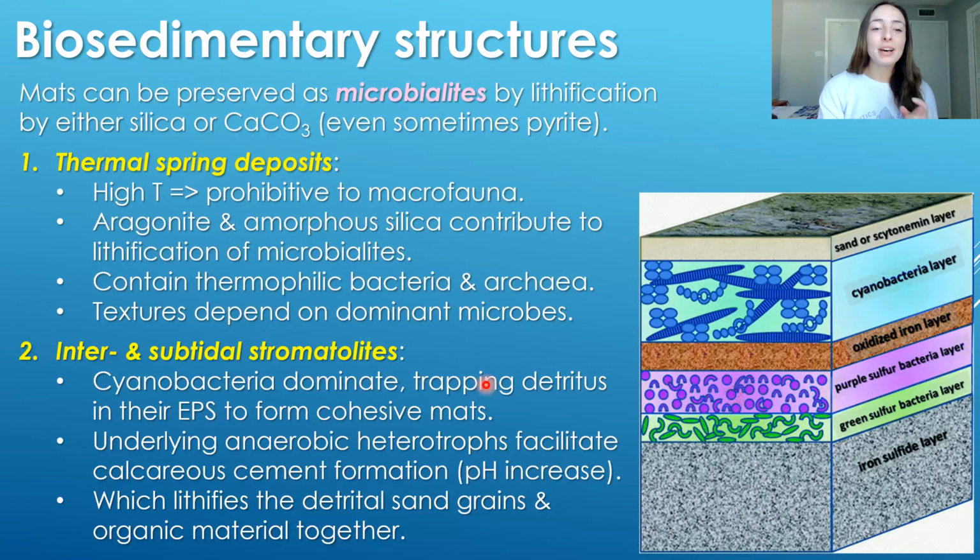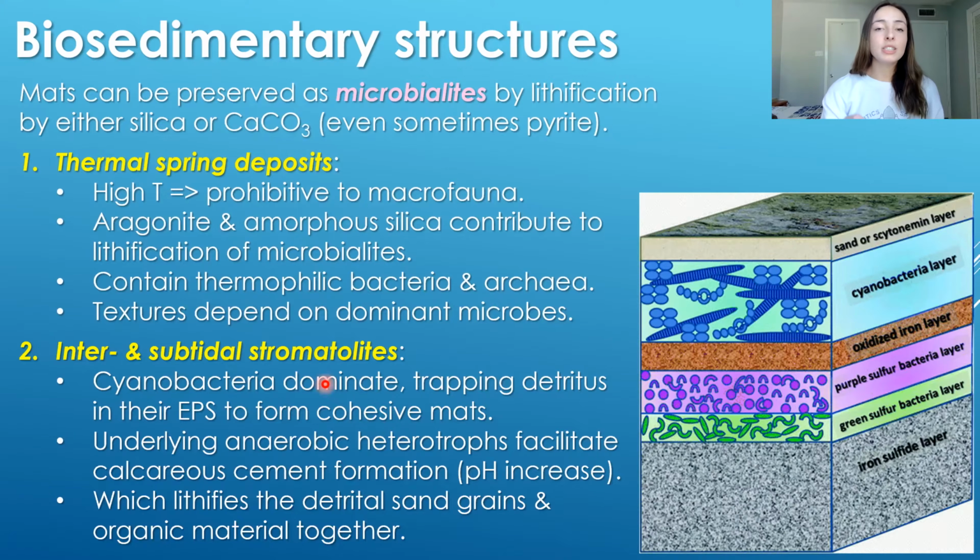The second major type of microbialite depositional environment is the inter and subtidal environment, which promote stromatolite deposition, in which cyanobacteria dominate, trapping detritus in their EPS to form cohesive mats. And these types of mats are typically calcified, meaning they're held together by calcareous or calcium carbonate cement. Typically, in these lower temperature environments, calcite would be the major calcium carbonate mineral to lithify these microbialites, as opposed to the aragonite we saw in the high temperature environments that lithified the microbialites in the thermal springs.